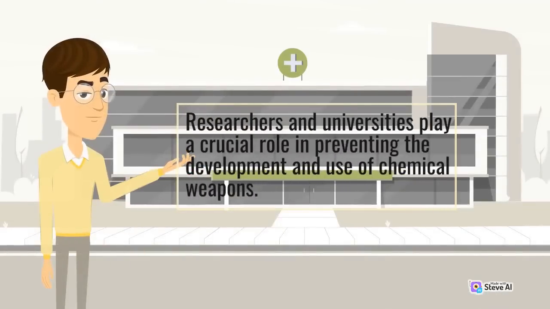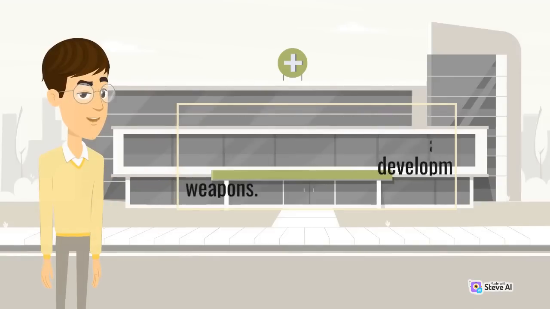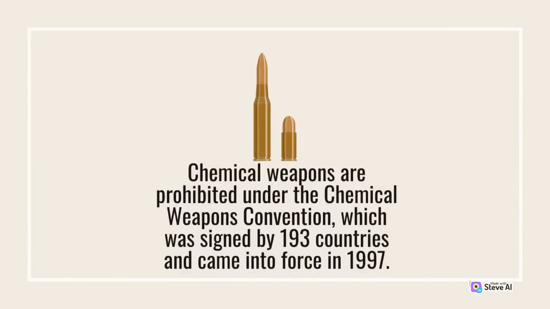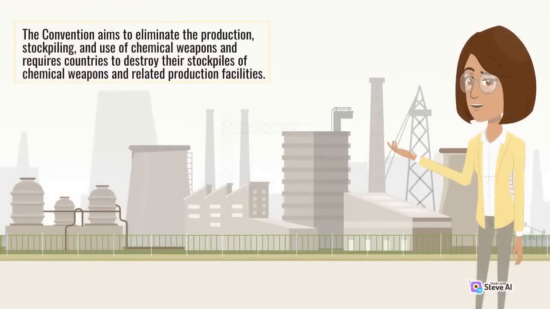Researchers and universities play a crucial role in preventing the development and use of chemical weapons. Chemical weapons are prohibited under the Chemical Weapons Convention, which was signed by 193 countries and came into force in 1997. The convention aims to eliminate the production, stockpiling, and use of chemical weapons and requires countries to destroy their stockpiles of chemical weapons and related production facilities.